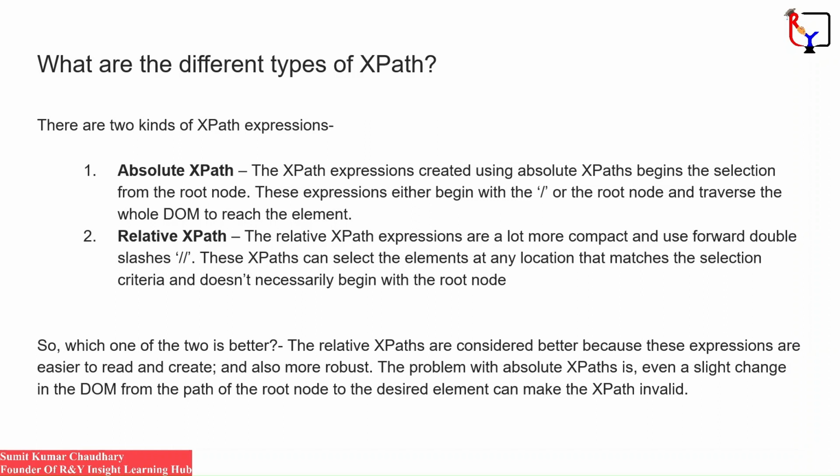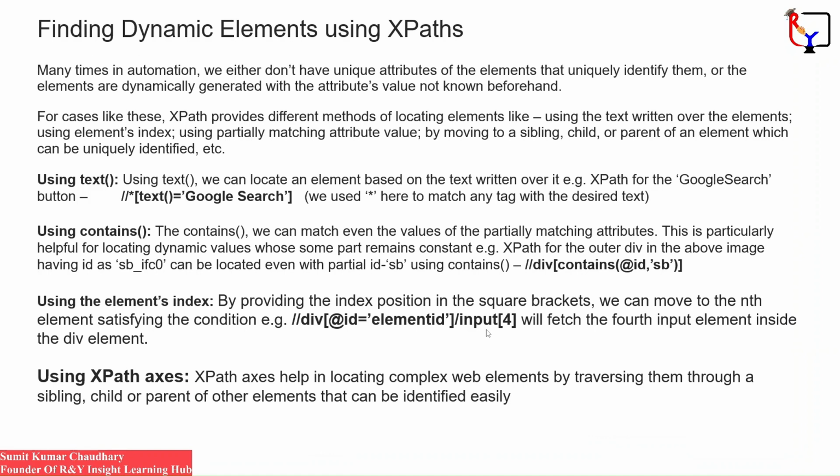Okay, so which one of the two is better? Relative XPaths are considered better because these expressions are easier to read and create, and also more robust. The problem with absolute XPath is that even a slight change in the DOM by the developer, in the path from the root node to the desired element, can make the XPath invalid. If the XPath is invalid, your script will throw an error.